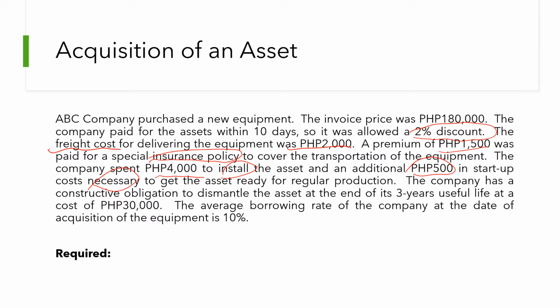The company has a constructive obligation to dismantle the asset at the end of its 3 years useful life at a cost of 30,000. So this 30,000 is the estimated cost of the dismantling cost. And the average borrowing rate of the company at the date of acquisition of the equipment is 10%. The requirement is indicated in the next slide.